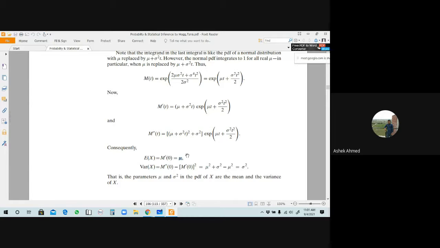So in the normal distribution, the mean will directly be mu, is it right? And for variance, we know the formula of variance; after substituting these values, we get sigma square. From here we can say that the mean and variance of the normal distribution will be directly mu and sigma square respectively. Understand?